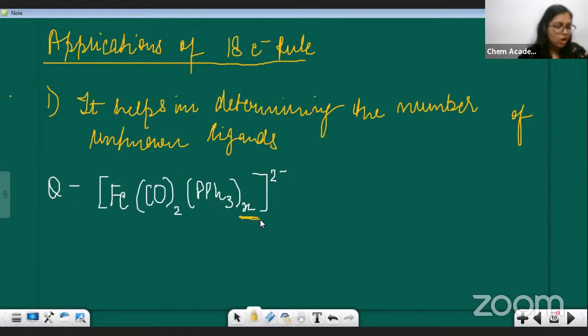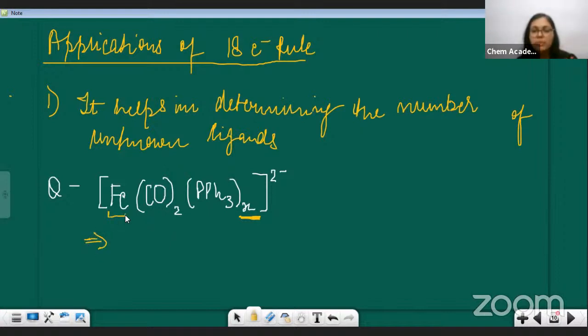Monica says it does not have d orbital. Yeah, basically since it belongs to the S block, therefore that is the reason. Okay, so now for determining this X, we will apply the 18 electron rule on this compound.